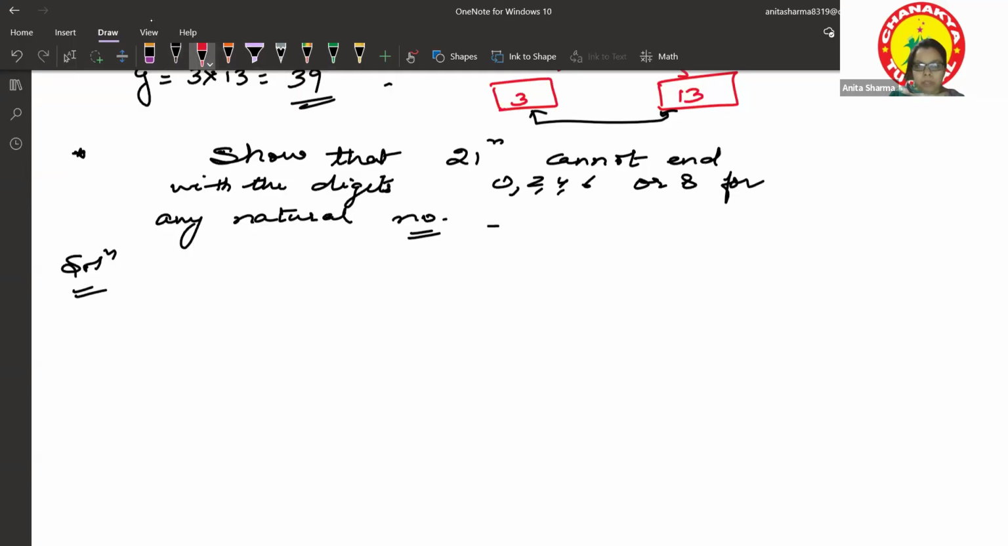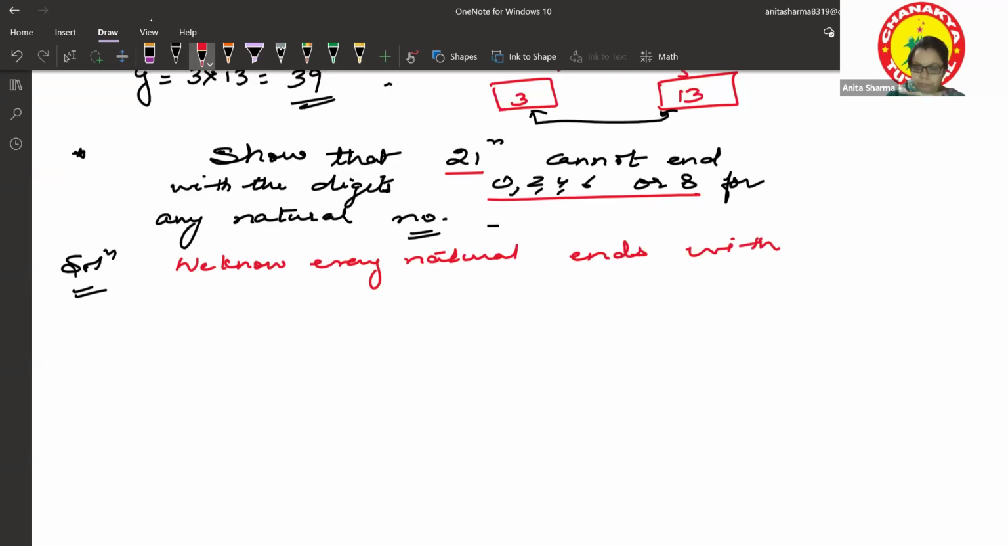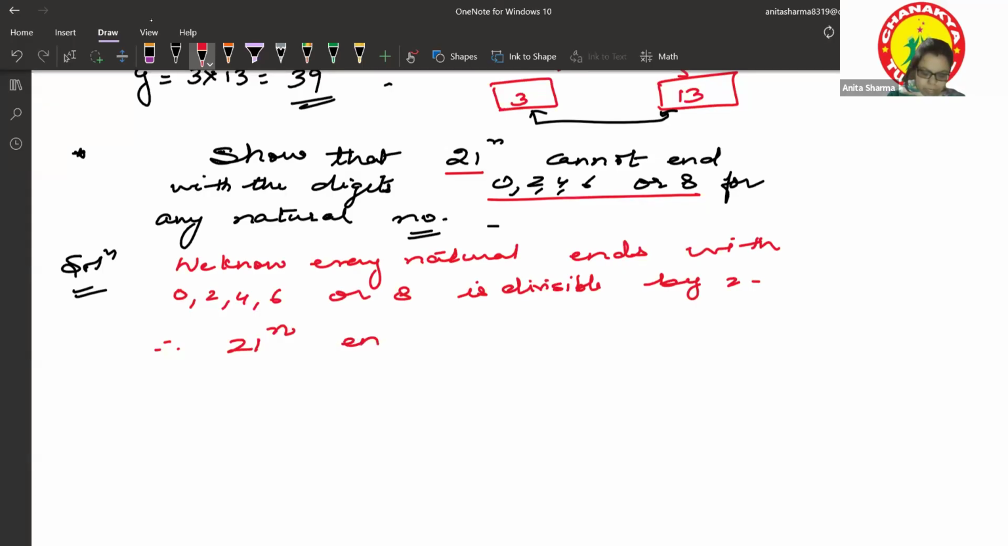So, this type of question Bhavna was replying: show that 21 raised to the power n cannot end with the digit 0, 2, 4, 6, or 8 for any natural number. So, we know that children, if the unit place digit of any number is 0, 2, 4, 6, or 8, it means the given number should be divisible by 2. Right, children? We know that every natural number that ends with 0, 2, 4, 6, or 8 is divisible by 2. So, therefore, if 21 raised to the power n could end with digits 0, 2, 4, 6, or 8, it must be divisible by 2, right, beta?